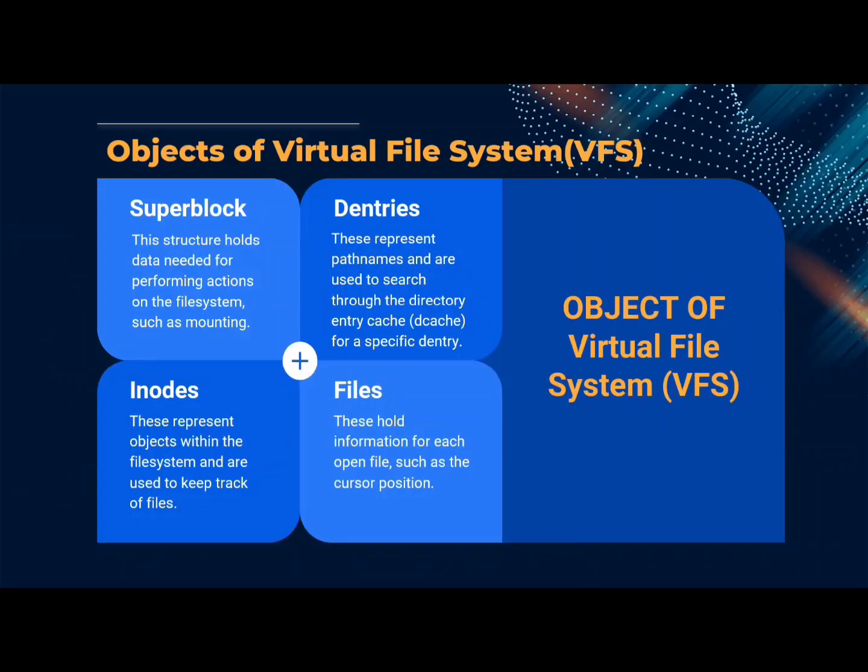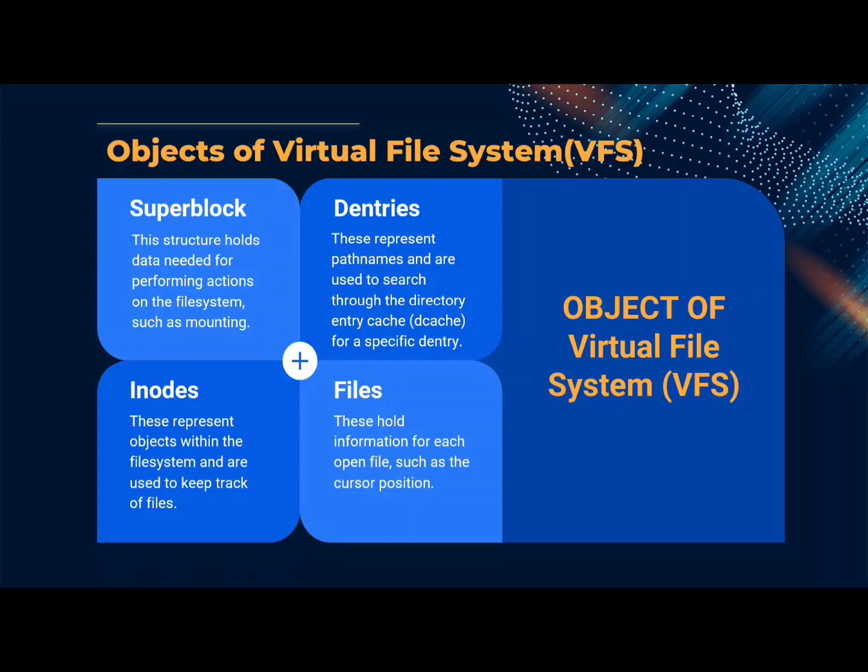Okay, this is the objects of the virtual file system. This includes 4 objects. Of course there are more, but we will be explaining only these first. The first one is the superblock. This structure holds data needed for performing actions on the file system, such as mounting.